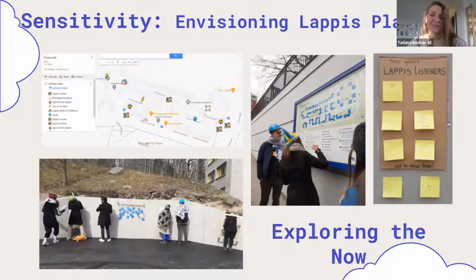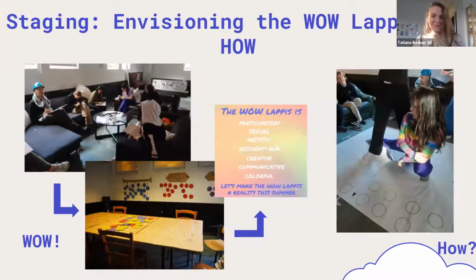And then we did this vision walk. We tried to do what Lily Higgins does, these things called play walks in Rotterdam. We tried to really encompass that. We got six very playful people to walk around the neighborhood and do all of these fun little games. Then they came together to explore the now of Lapis. And then we wanted them to envision, what would this wow Lapis, this idealistic state, be?